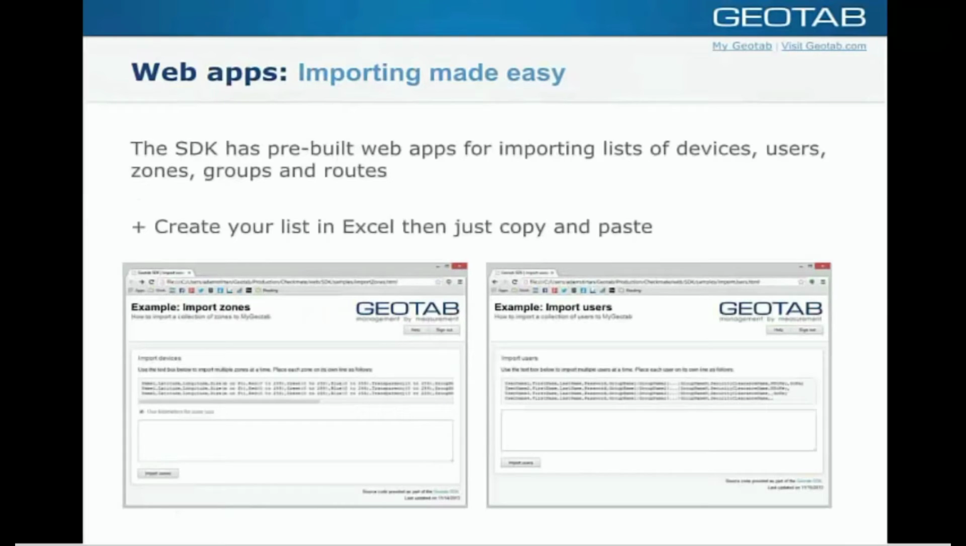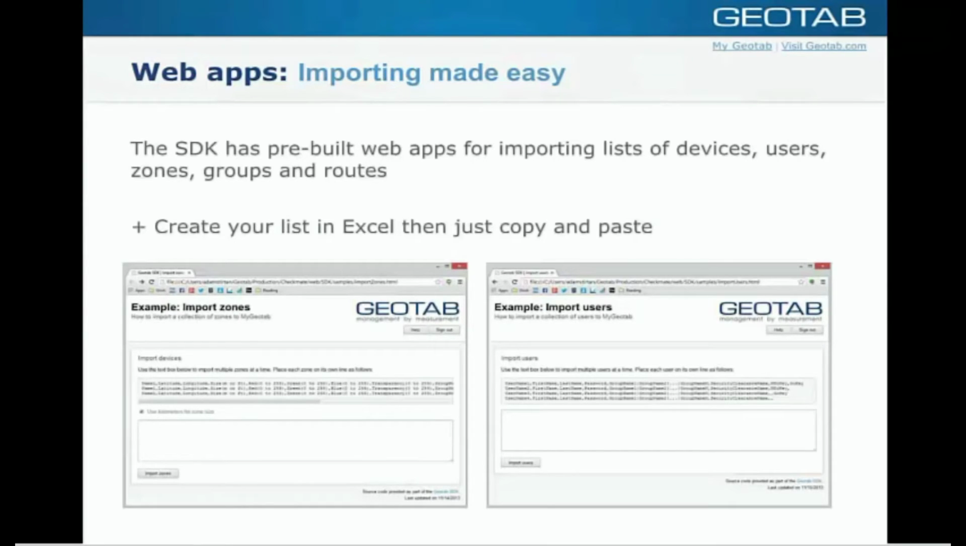So another component is using the JavaScript SDK, and in the Geotab SDK we have a lot of pre-built functions for you that you can use right out of the box, from the ground up. They are little web applications that you can run. All you need to do is sign into your own database, and you can do things like importing lists of devices, users, zones. All you need to do is drop in some values there, and it will automatically create all those things for you.